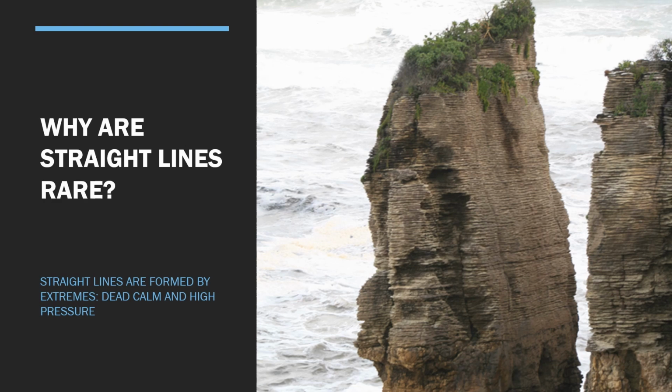In this picture of the pancake rocks in New Zealand, you can see there must have been a period, many periods, of dead calm where the sediments had settled and became rock, and then another inundation occurred and the sediment lay again. They are very rare moments where you will find almost straight lines.